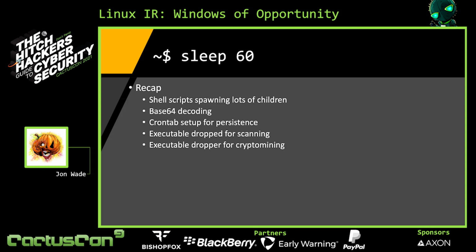Ton of base64 decoding, but that actually was a pretty good indicator for us that our attacker had a payload that they were pulling down somewhere, and decoding wasn't just one executable that ran and that was it. There was a lot of pulling down additional payloads or modules. Like I said, the crontab set up for persistence.